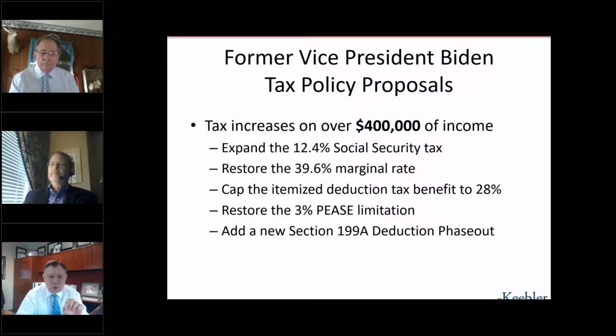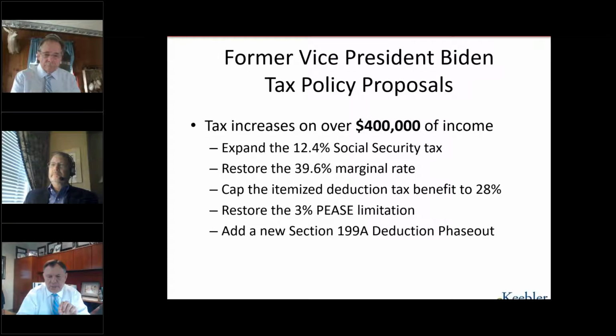Now, they would restore the 39.6% rate, cap the value of itemized deductions at 28%. This year, if I give $100,000 to charity, it's going to save me $37,000. But next year, if I give $100,000 to charity, if this became law, it would only save me $28,000. So clearly, we would look at making our charitable gifts this year. On the marginal rate, we'll talk about what that calls for. It probably calls for things like Roth conversions, exercising options, etc.